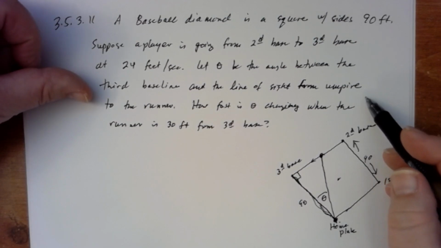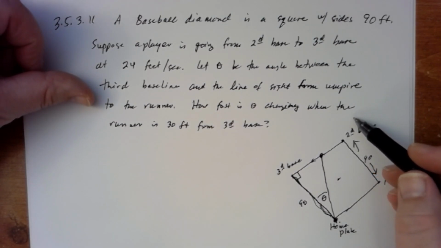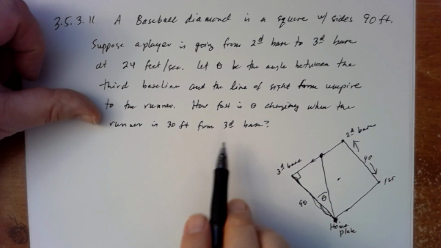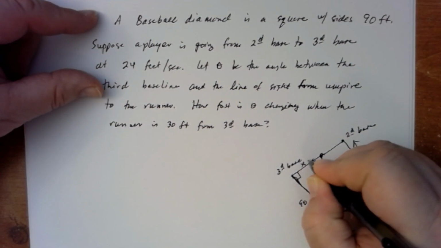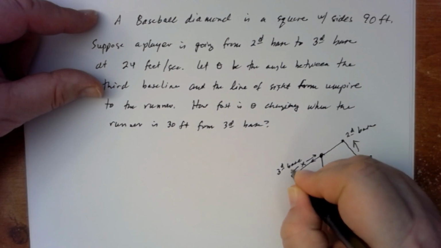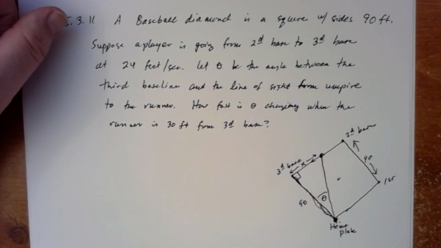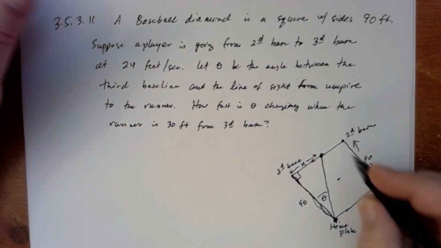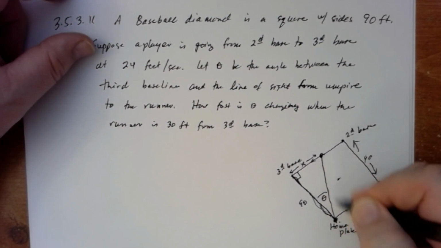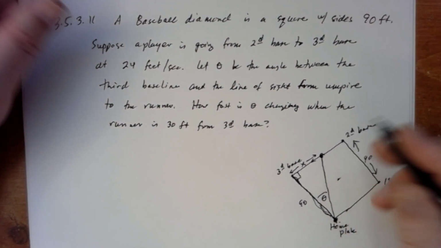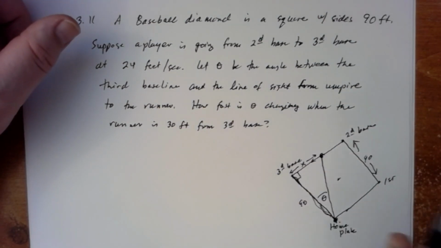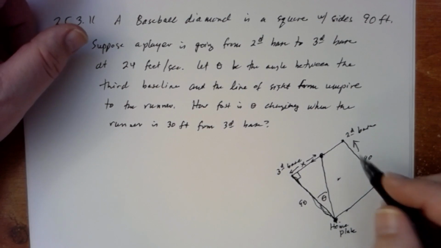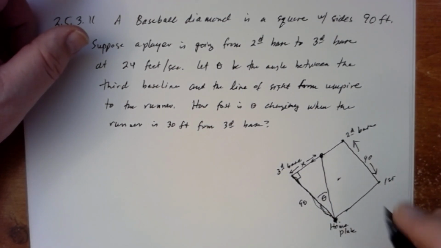What do we want to find out? How fast is theta changing when the runner is 30 feet from third base? So let's let x be the distance the runner is from third base. Okay. And now we could put a variable in here for the length from home plate to the runner, but so far we haven't needed that. So let's leave that until we actually need it.